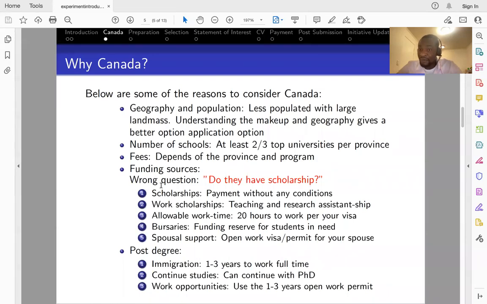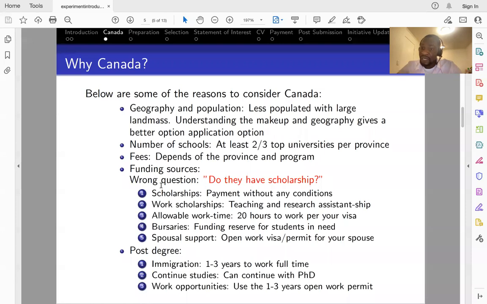You equally have an opportunity to work within Canada for 20 hours a week. So within every week, you have a maximum of 20 hours to work. If you are concerned about funding, this is another source of funding for you. You can equally work and get yourself in shape.